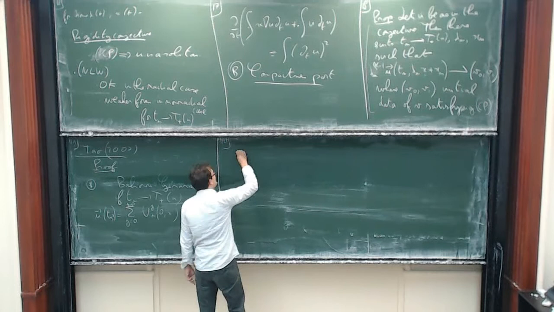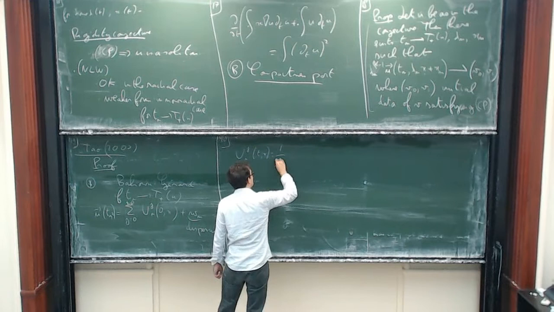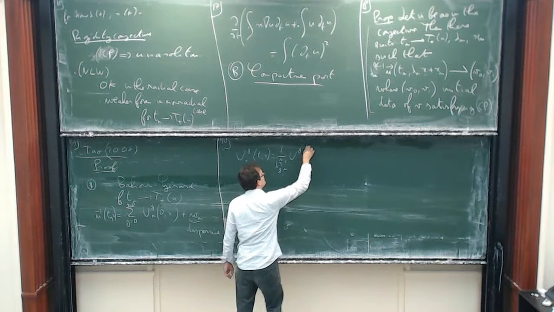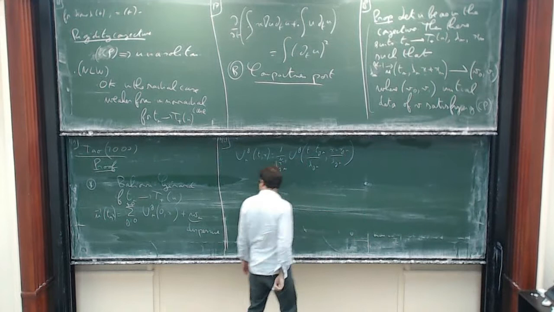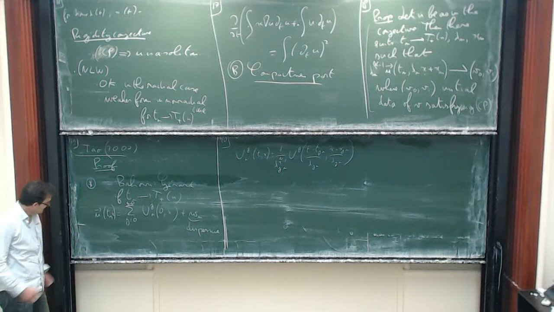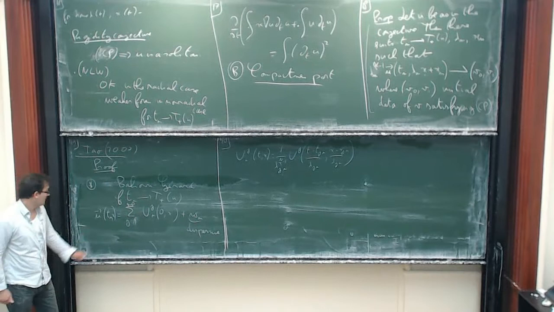And look at this, U_G^n of t, x is some rescaled solution of the equation: U_G of (t - t_j^n)/lambda_G^n, (x - x_j^n)/lambda_G^n. So that's like wave packets for the solution. And this gives you an approximation of the solution for small time.